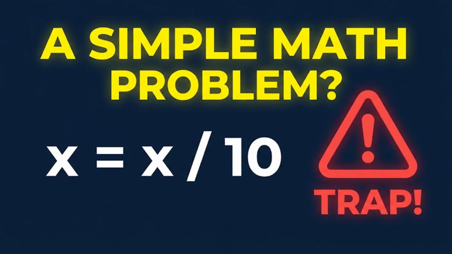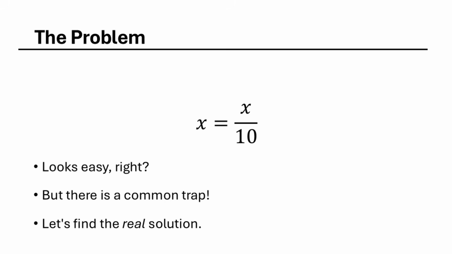You might be looking at this equation, x equals x over 10, and thinking, is this a joke? This is elementary school math. It looks incredibly simple, right? A basic linear equation with one variable. You see equations like this, or even slightly more complex ones, listed in every algebra textbook. They are the building blocks of mathematics. Most people see this and immediately think they know the answer. They assume there must be a common, non-zero number that makes this work.